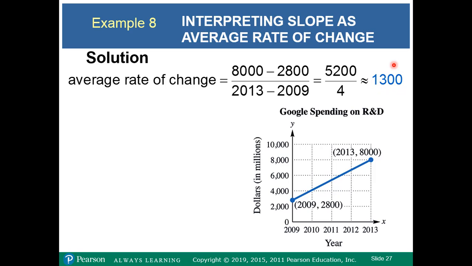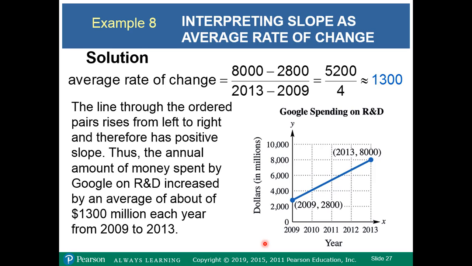So about $1.3 billion per year is what was spent on R&D, or that's the rate of change. So every year, Google spent on average $1.3 billion more on research and development. That's how much it increased per year for those 4 years. So the amount of money spent on R&D by Google per year increased by an average of about $1.3 billion per year.